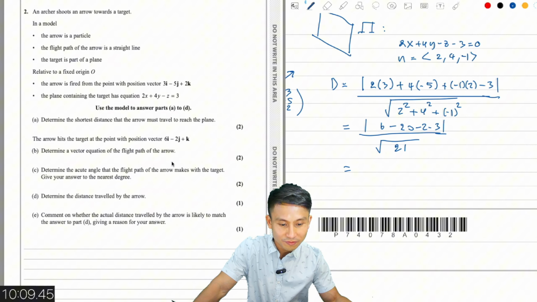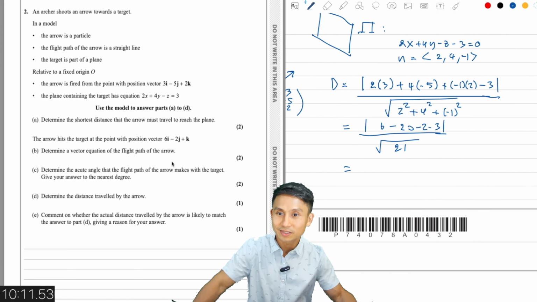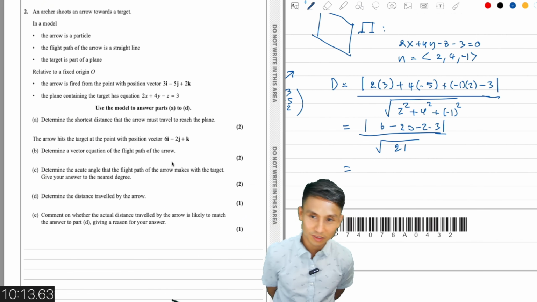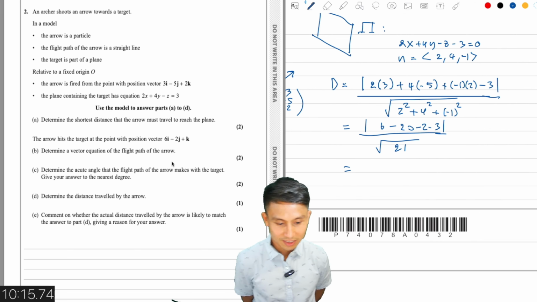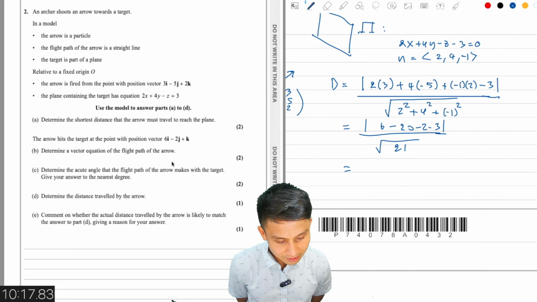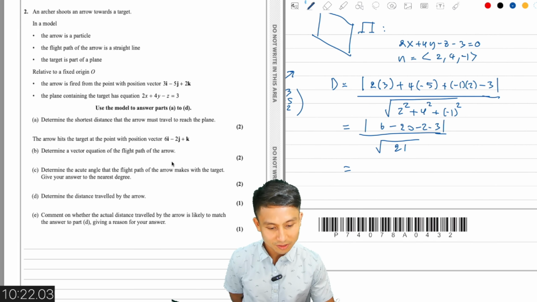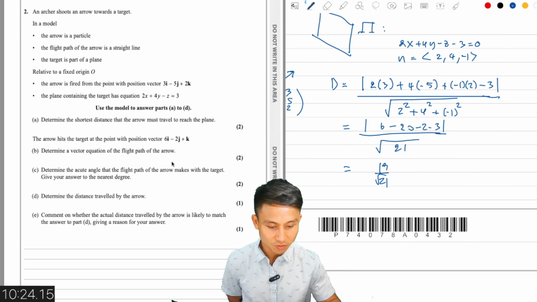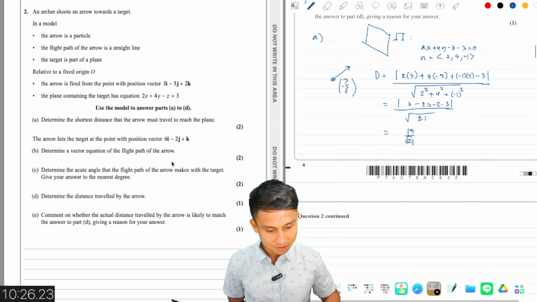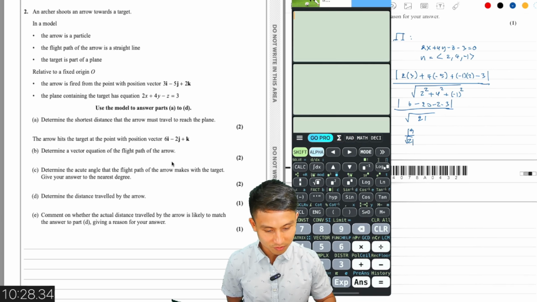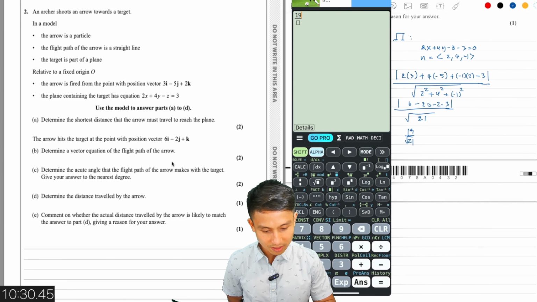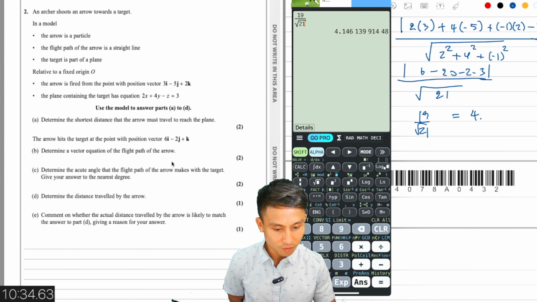Yeah, that should all be fine, right? The shortest distance that the arrow must travel to reach the plane is the perpendicular distance. Minus 14, minus 16, minus 19. So it's 19 over root 21. Well, let's use a calculator to give it a decimal as well. So 19 over root 21, that's about 4.15.